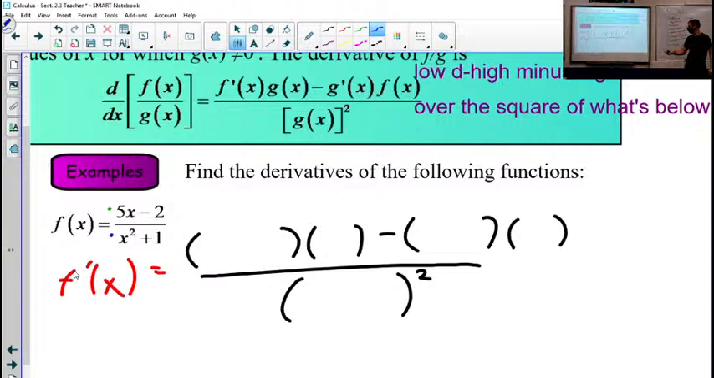Low. So we're just going to write out the function on the bottom. I've got an x squared, or sorry, an x squared plus 1 on the bottom. So that is a low. D high, derivative of 5x minus 2. Well, derivative of 5x minus 2 is just 5.